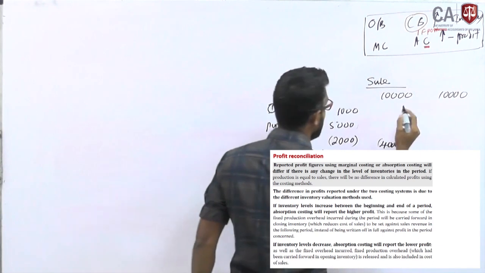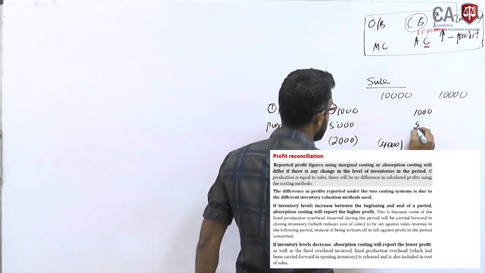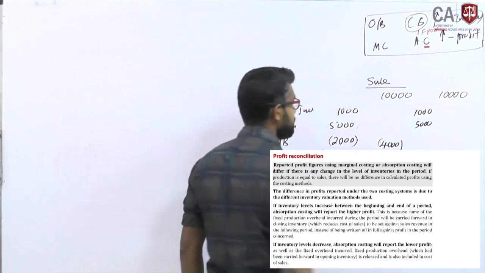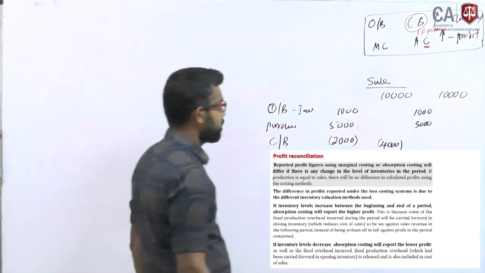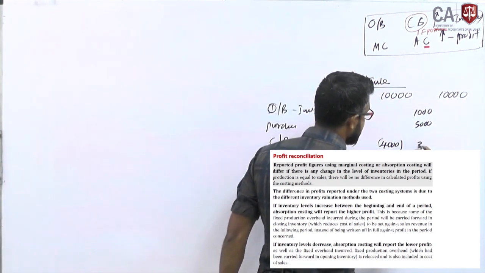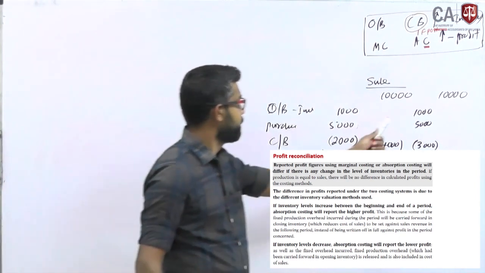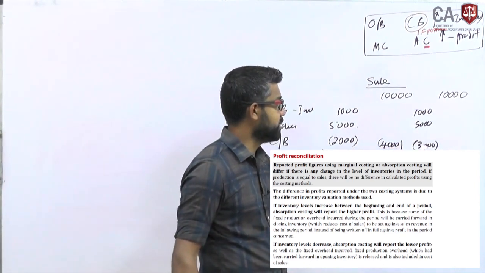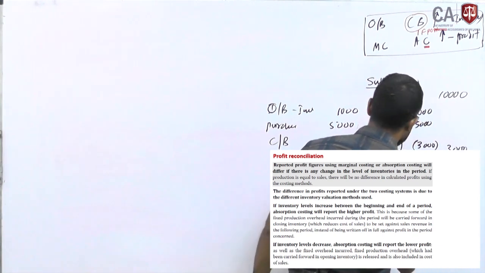Here, let us say opening balance remains unchanged, 1,000. Production 5,000. Let us say closing balance increases to 3,000. Now, cost of sales, how much? 1,000 plus 5,000 is 6,000, minus 3,000, that is 3,000. Profit will be 7,000. Now, understand.